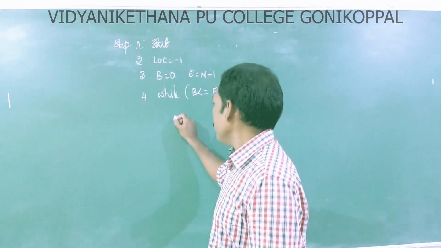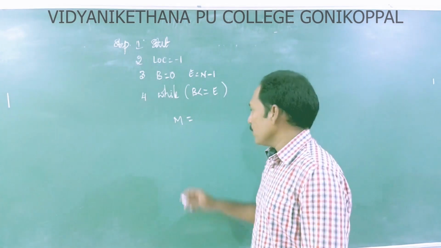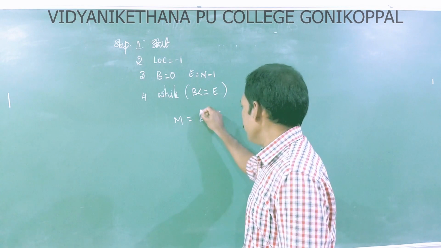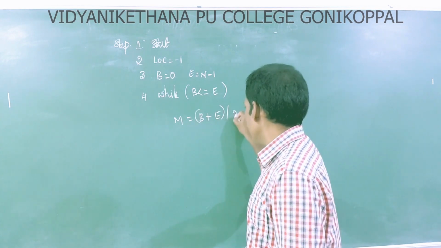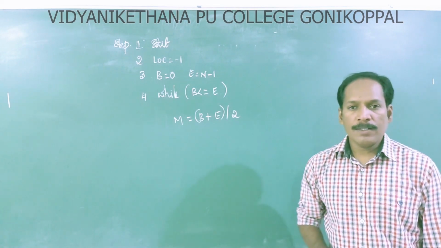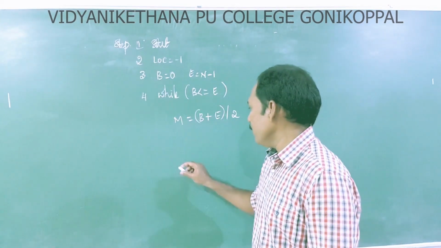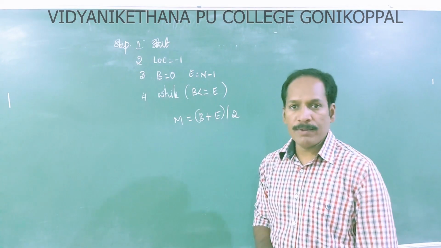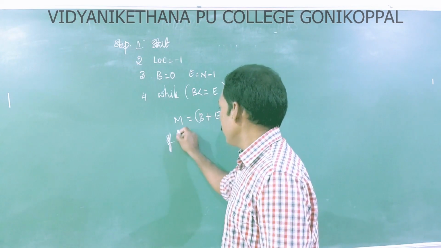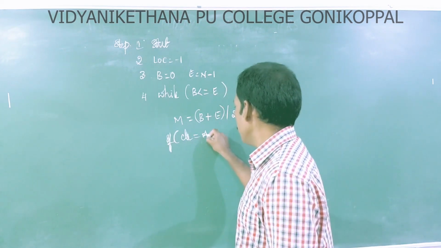Then we have to get the middle element. How do we get it? The middle position m will be b plus e divided by 2. Here we have to use integer division, so we do not consider fractions, only the integer part. After we get the middle position, the element to be searched is compared with a of m.